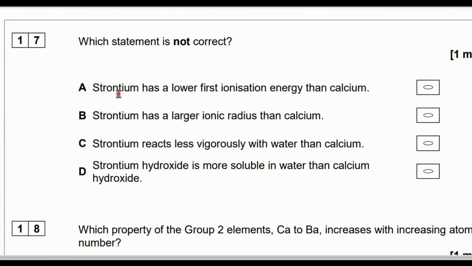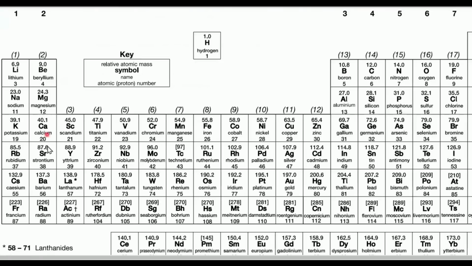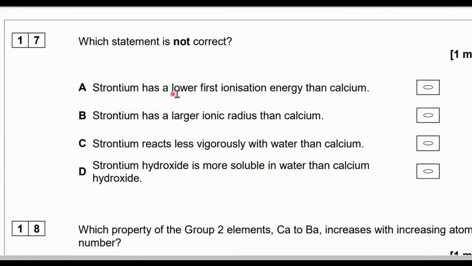Right, which statement is not correct? Strontium has a whatever property. We need to check out where strontium is. So we go here to group 2. We see strontium is just below calcium and it's before barium. We're looking at another group 2 metal. So does it have a lower first ionization energy than calcium?